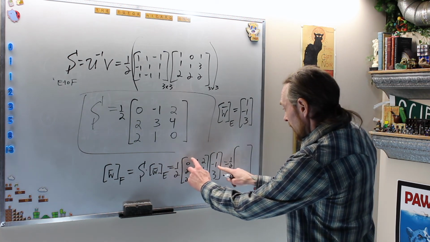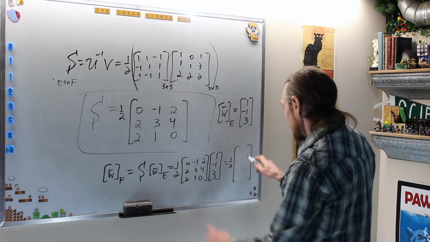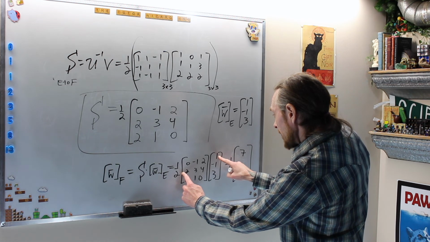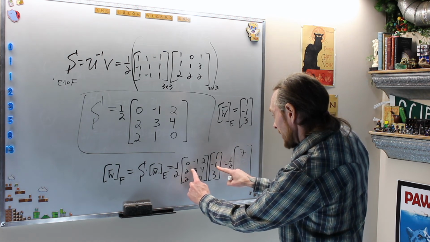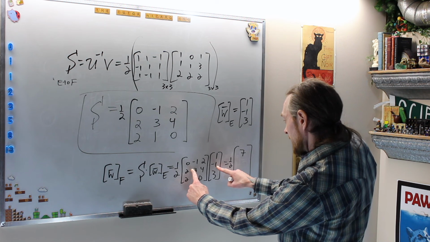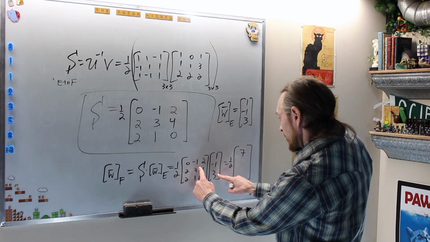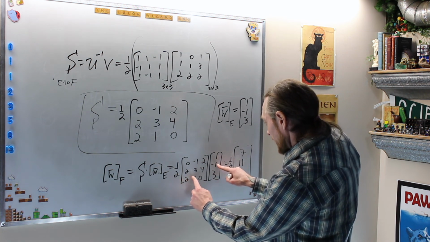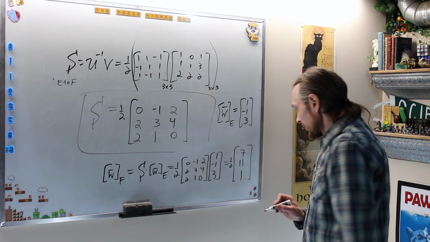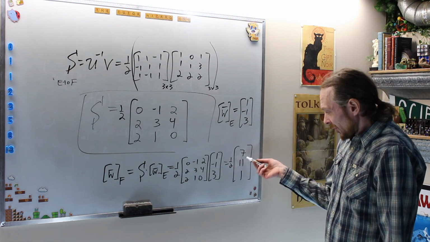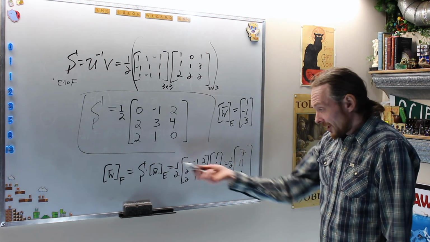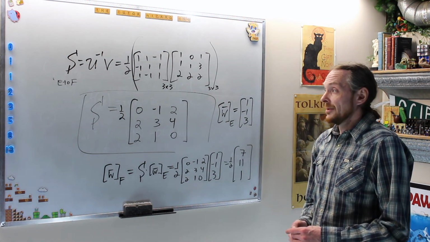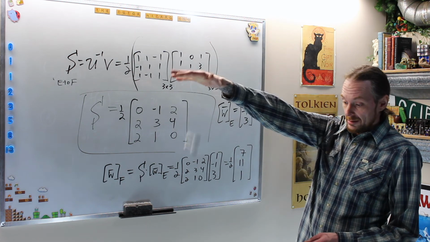Which is going to give us 1/2 times, what are we going to get? 0, 1 plus 6 is 7. We're going to get 2 minus 3 is negative 1. Negative 1 plus 12 is 11. And then 2 minus 1 is 1, plus 0 is 1. So the new coordinates of that vector W with respect to the basis F are 7/2, 11/2, and 1/2. This is how we do change of basis.